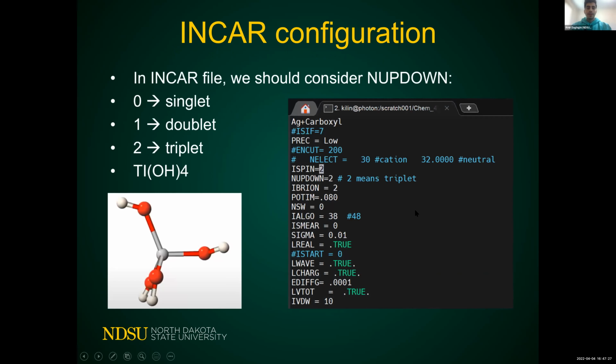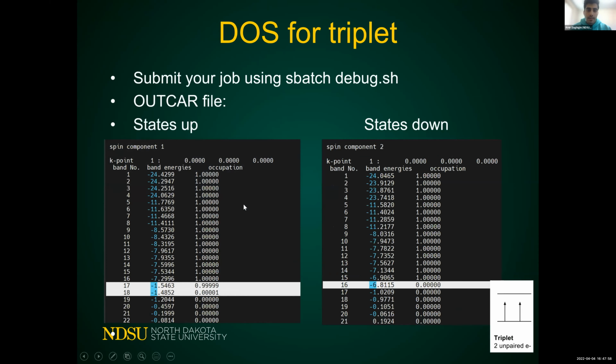And then in order to do the calculations for the DOS of this doublet and triplet, in the INCAR file, we have to specify the NUPDOWN here, as Lola just talked about. If you put it to 0, it means you're talking about singlet. If you put 1, it means doublet, and 2 means triplet. Here the calculations are for the titanium hydroxide, which you can see right here. If you submit your job using sbatch debug.sh, you can get the OUTCAR file.